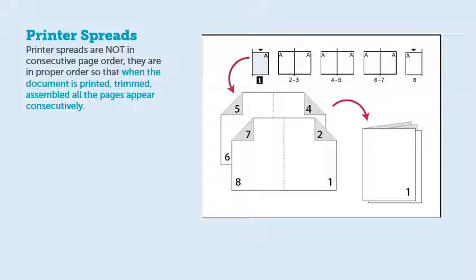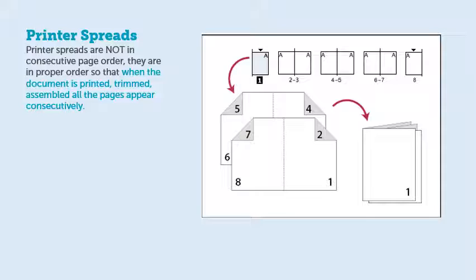This is depicting printer spreads. Printer spreads are not consecutive in order. They are in an order so that when the document is printed and trimmed and assembled, the pages do appear consecutively in reader spreads. So you can see in this visual, this is an 8-page document.